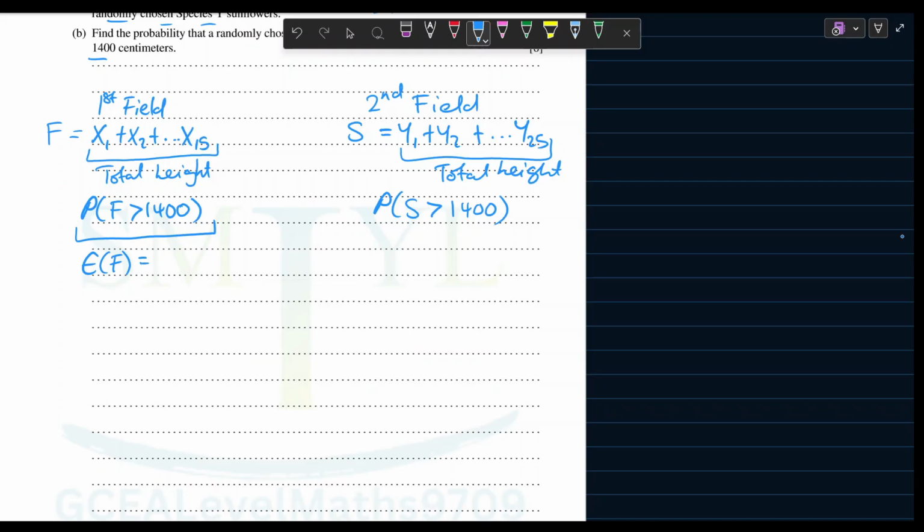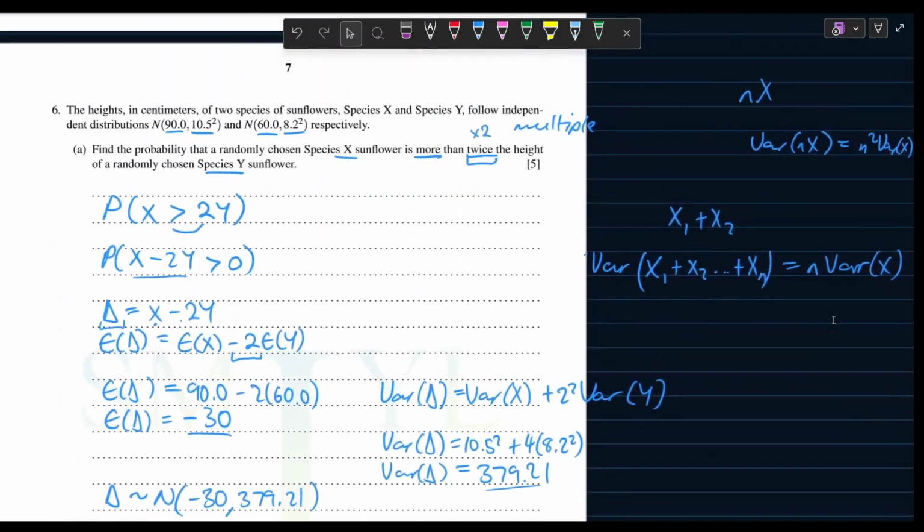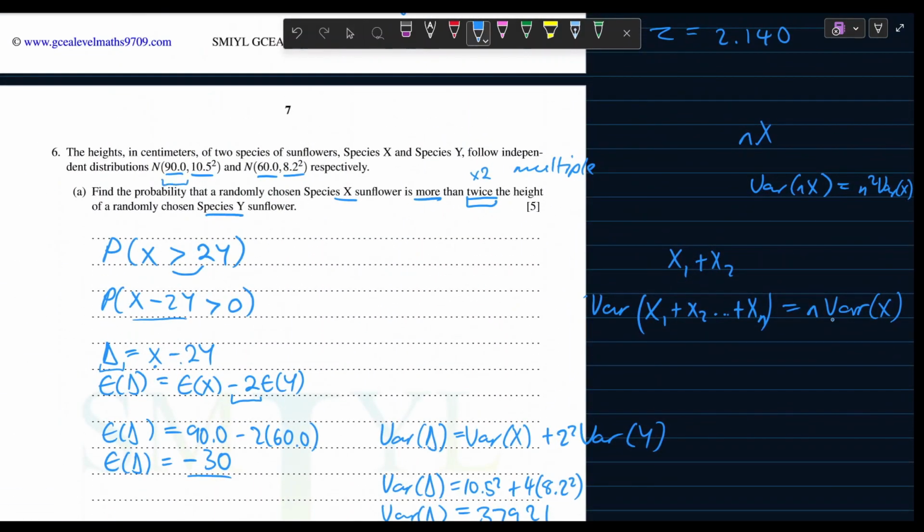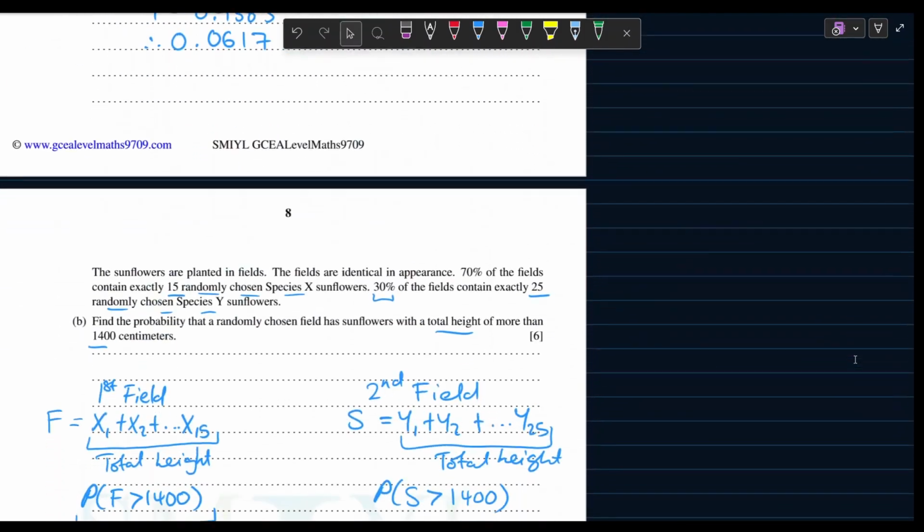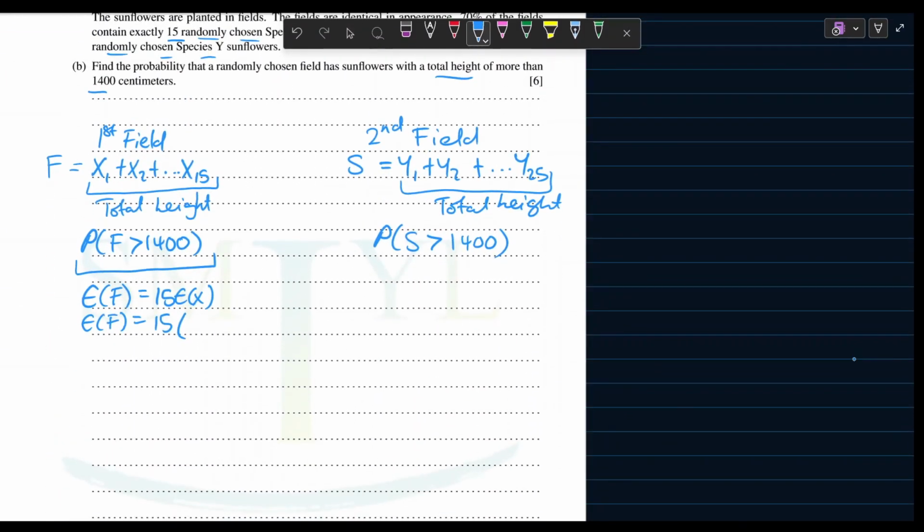So to evaluate that probability, we first need to find our mean. So our mean, this is a sum of 15 independent observations of X. So it's 15 times the expectation of X. So the expectation of F is 15 times what the expectation of X is in part A. That's going to be our 90.0, right? So 15 times 90.0. And this gives us that our expectation is 15 times 90, 1,350.